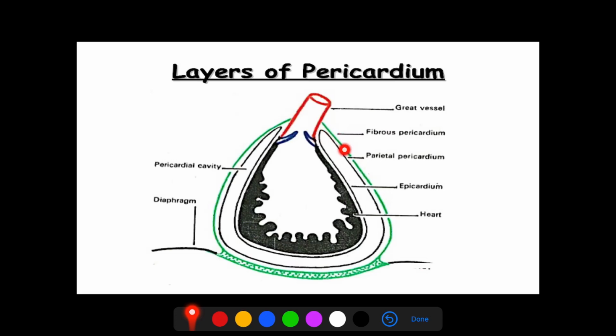This is the fibrous pericardium, and here, this is the serous pericardium. The fibrous pericardium is the superficial layer. This one, the parietal pericardium, as I have said, lines the internal surface of the fibrous pericardium. Next, we have the visceral pericardium, known as the epicardium, which lines the surface of the heart. So this is already your heart. It lines the surface of the heart, so that is our epicardium.